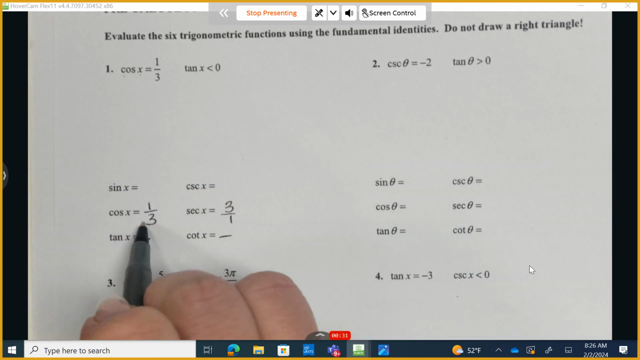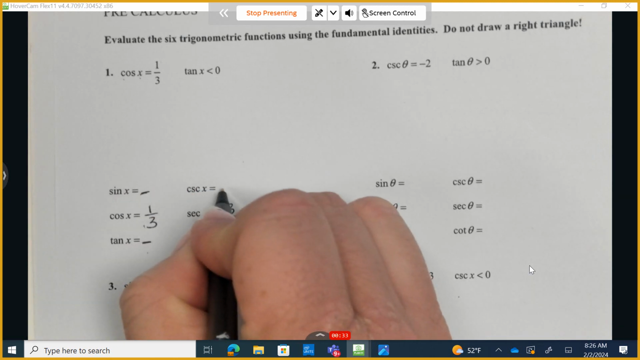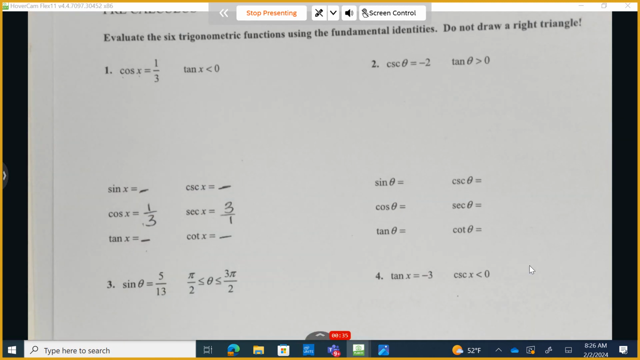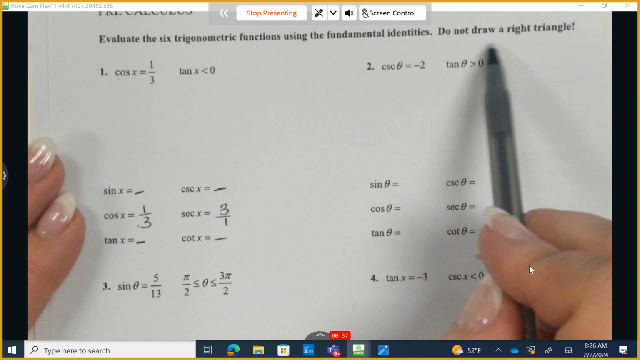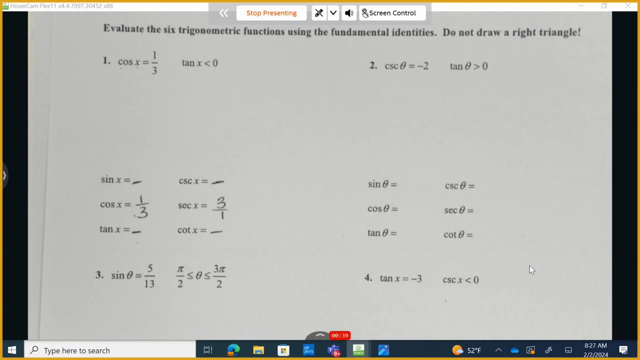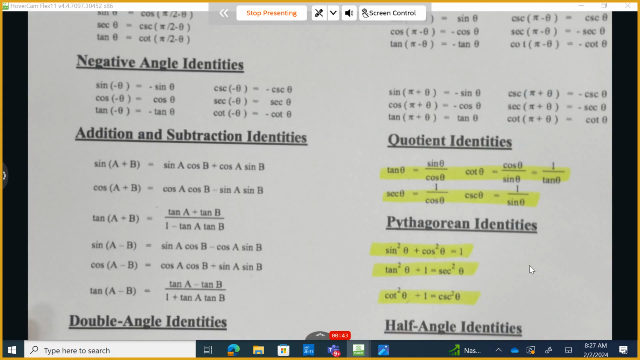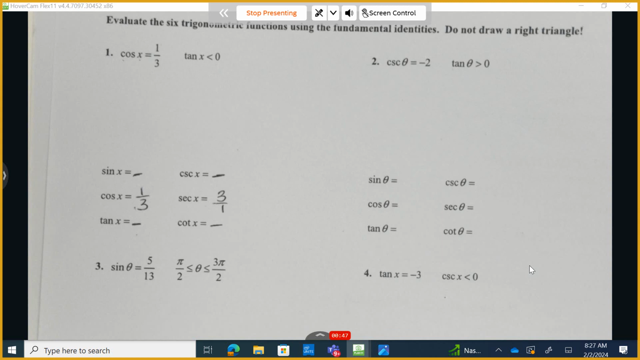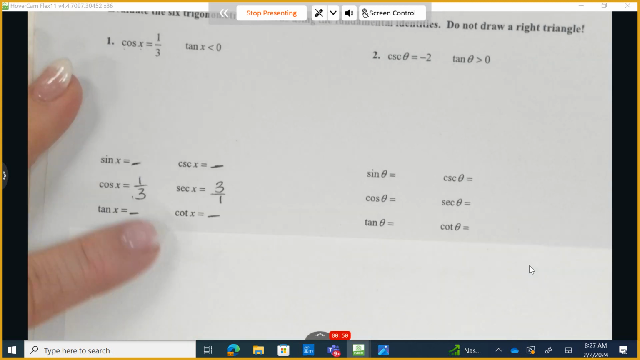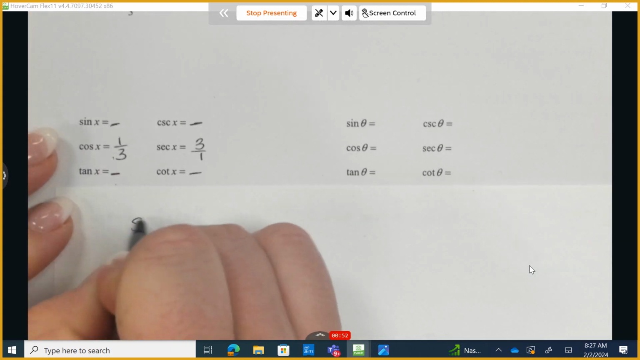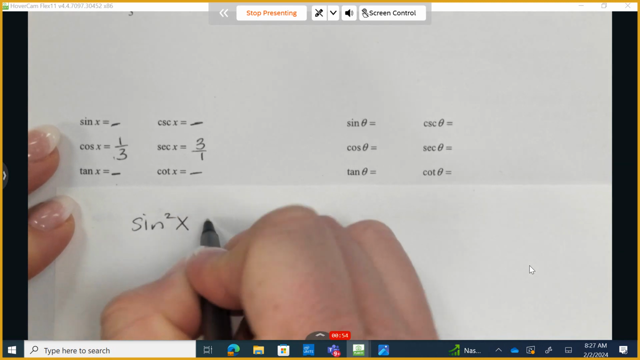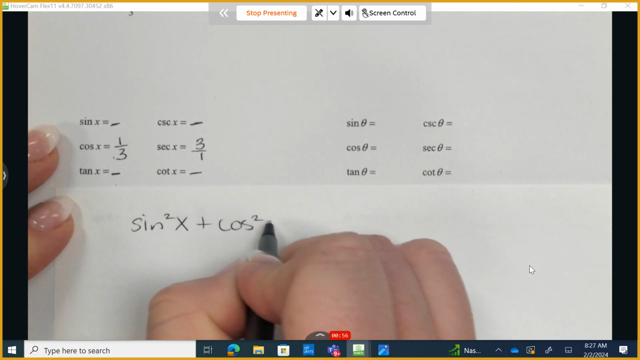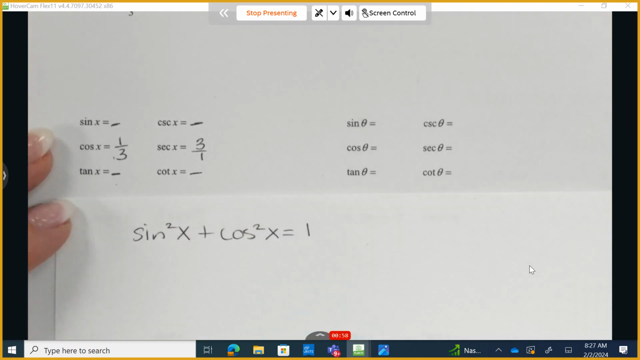We already know that cosine is positive. That means sine, its reciprocal, must be negative. We are going to achieve this without drawing a triangle. So I'm given cosine. I go back to my trig identities, and I see I'm going to use the first trig identity. So I'm going to write down sine squared theta, or x, whatever you're going to use, plus cosine squared equals 1.